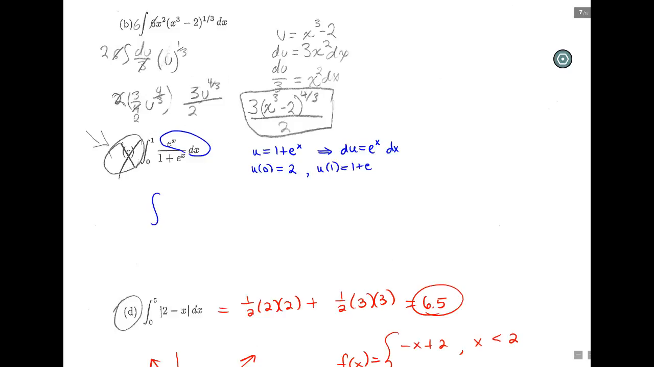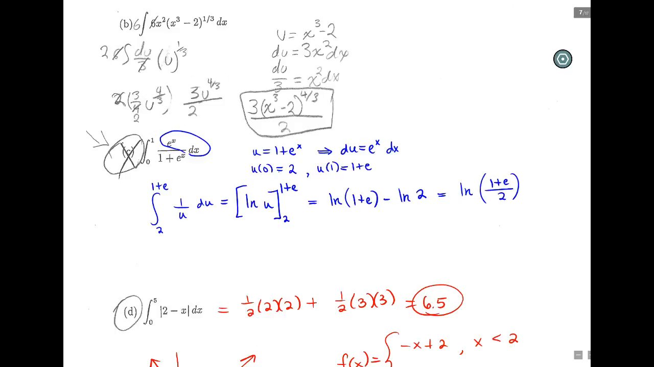So now my integral is going to go from 2 to 1 plus e of 1 over u du. Well, 1 over u, when we take the antiderivative, we're going to get natural log of absolute value of u, but we can see both of these are positive, so we don't really need the absolute value. So we want to evaluate this from 2 to 1 plus e. So we have natural log of 1 plus e minus natural log of 2. And that is going to be natural log of 1 plus e over 2. And that's our answer.